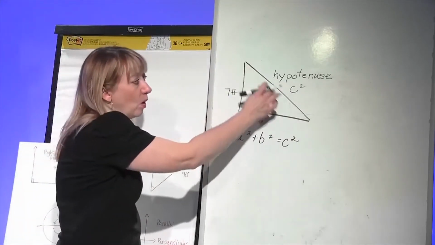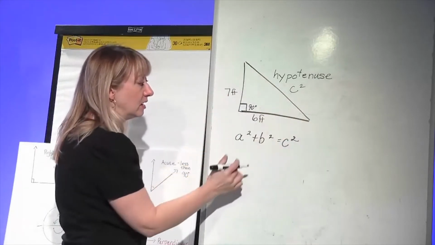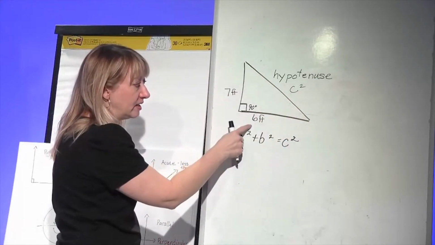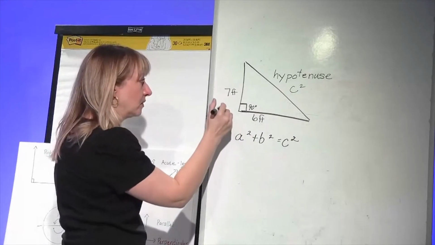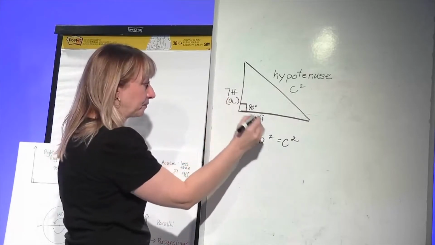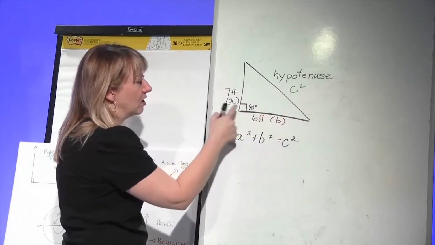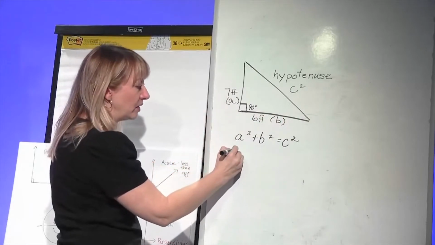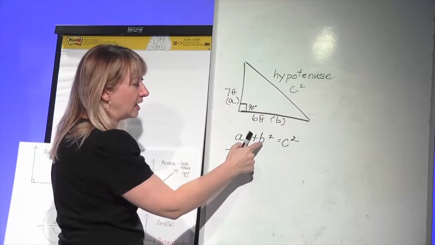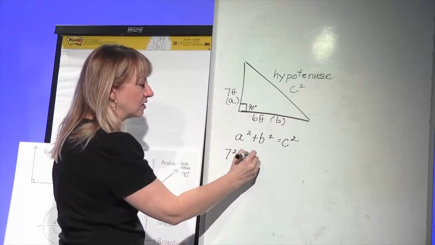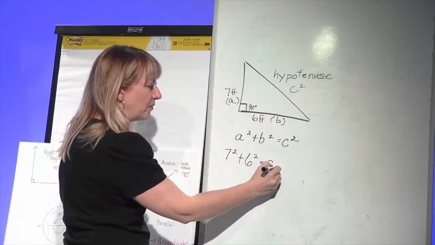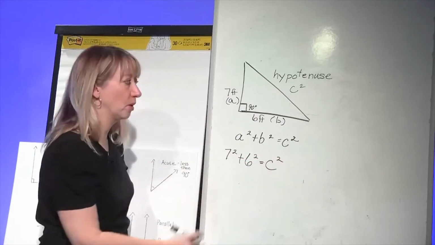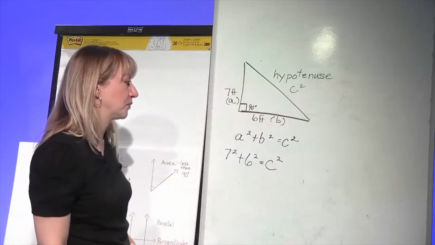So if I want to find out what this length is here, I want to plug this 7 and the 6 in for a and b. So I'm going to call this one a, this one b. So my a squared would be 7 squared. My b squared is going to be 6 squared. And that will equal c squared. Again, c is what we're solving for. We're trying to find the length of this hypotenuse.